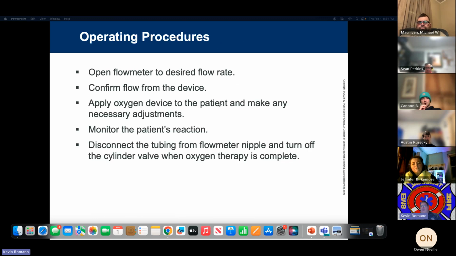All right. So open the flow meter to desired flow rate, confirm the flow rate on the device, apply the oxygen device to the patient, and make any necessary adjustments. I'm kind of just reviewing this stuff with you guys. Again, it's all review. So please do not put it on the patient's face and then turn it on. I've seen people hit the oxygen thing before, and somehow when they were draining the tank and they left it on, opened up all the way, they get this massive flush of oxygen in their nose. This is uncomfortable. So make sure you turn it on first, set your flow, then put it on the patient. Right.